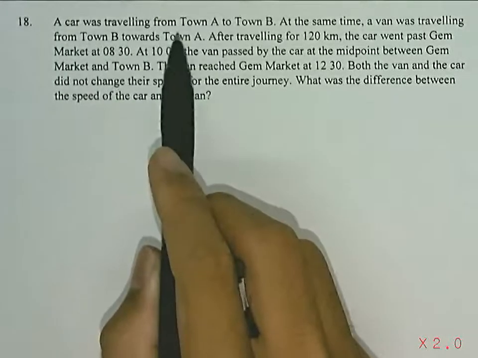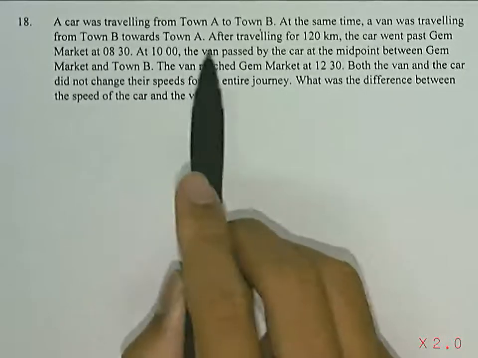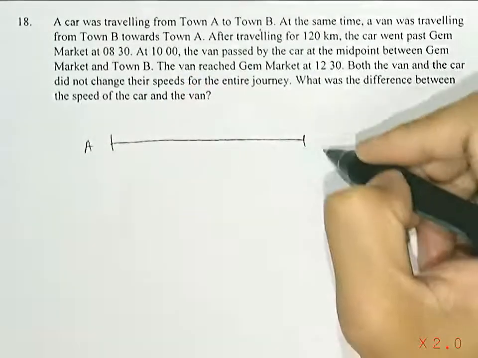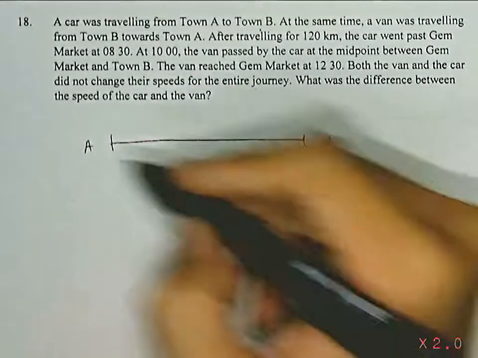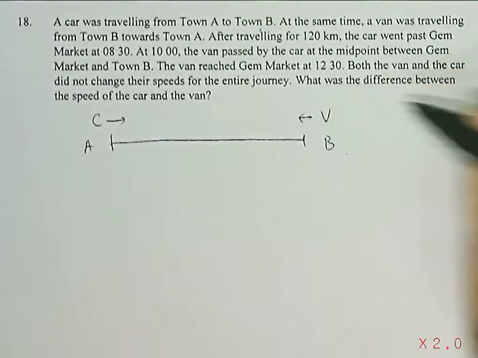So a car was traveling from town A to town B. At the same time, a van was traveling from town B to town A. So we have town A and town B over here. If the car is going this direction, then the van will be going from B to A.